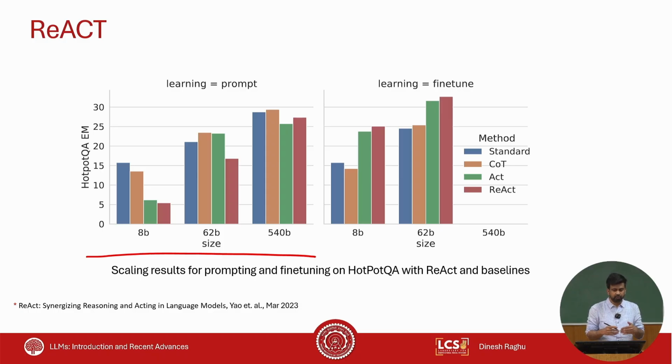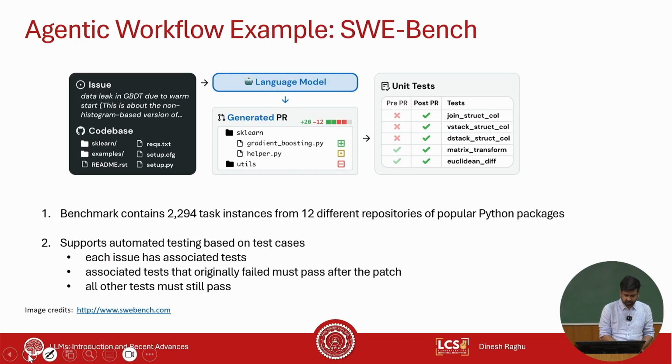So if you had other benchmarks or other use cases where the answer cannot come from the model's own memory, then it's very likely that ReAct and Act would be better than CoT, right? So this was a conclusion from this. So let's take one such example where the answer cannot simply come from the model's internal memory.